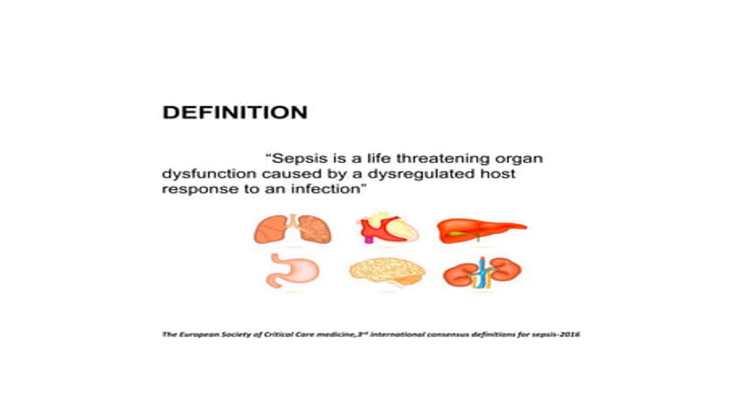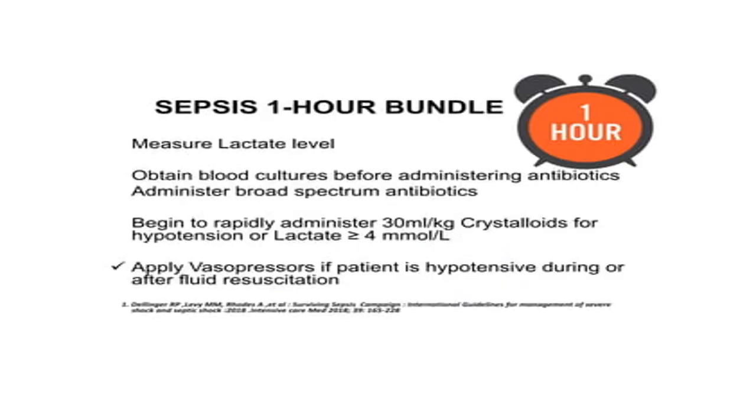That is, because of the infection, the body of the patient has an inflammatory response, because of which the patient is having life-threatening organ dysfunction. So, what are the sepsis bundles we should follow? We should follow them when the patient of sepsis comes to us. Immediately when the patient of sepsis comes to us, what we do: obtain blood cultures immediately, and administer antibiotic immediately.